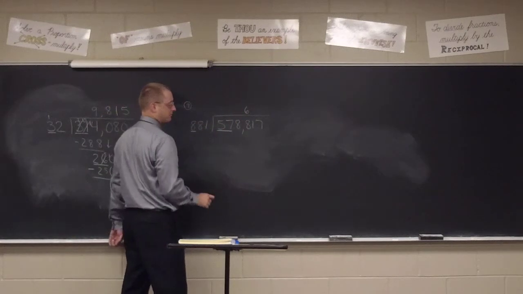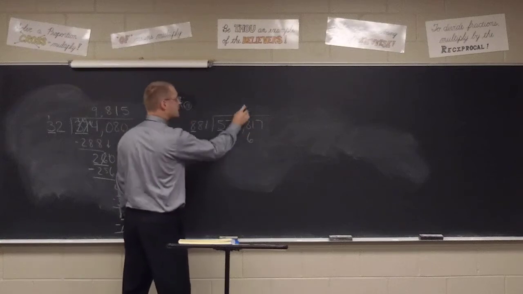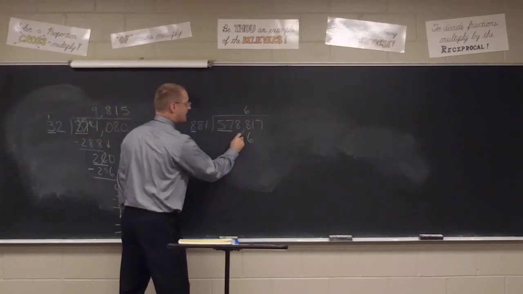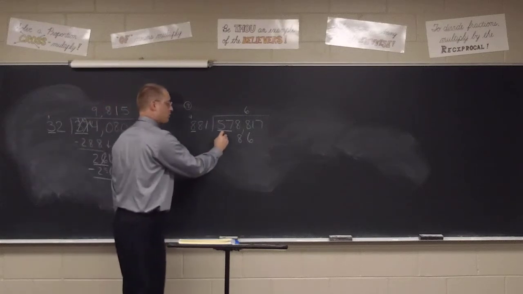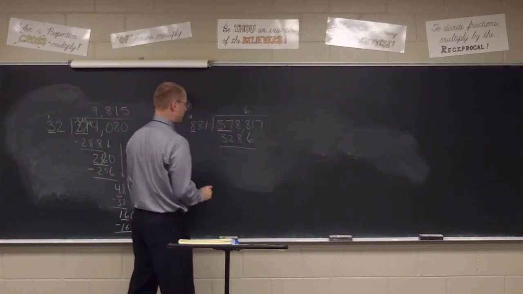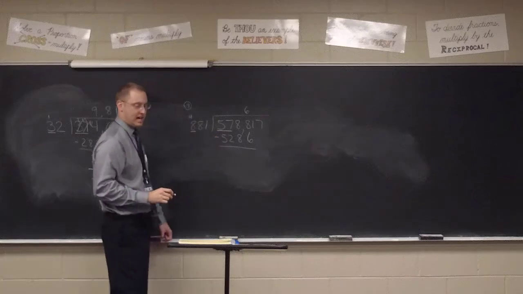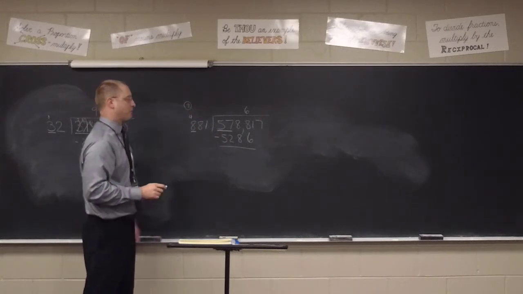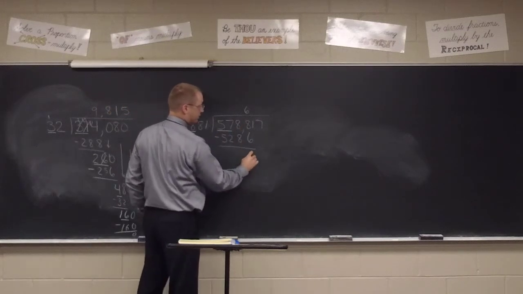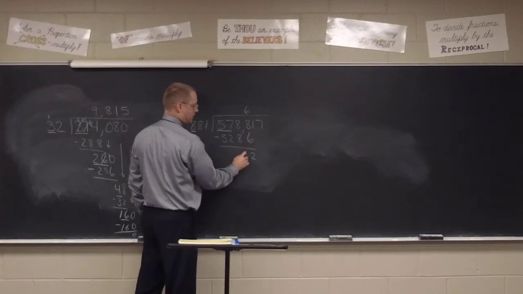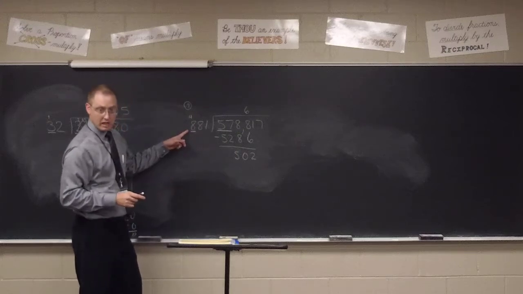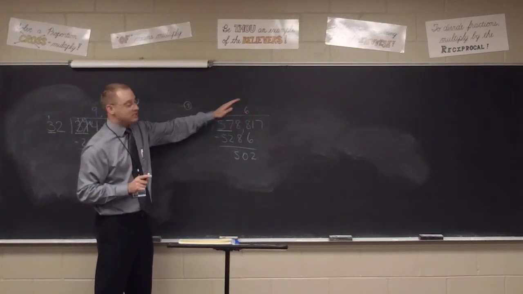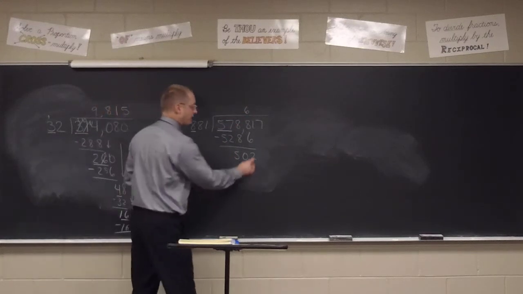6 times 1. 6. 6 times 8. Write the 8, carry the 4. 6 times 8 plus 4. 52. Again, we don't need to do any of that off to the side. You're not going to be any more accurate off to the side, but you're going to forget what number you're supposed to have up here. We subtract 8 minus 6. 2. 8 minus 8. 0. 7 minus 2. 5. Is 502 smaller than 881? Yes. If it weren't, we'd go to a 7. Since it is, we're going to ride with the 6, and we're going to bring down the 1.